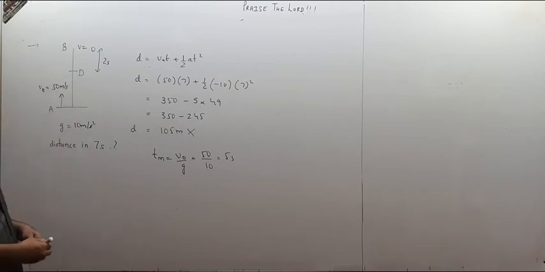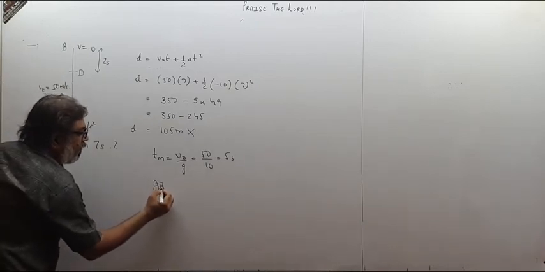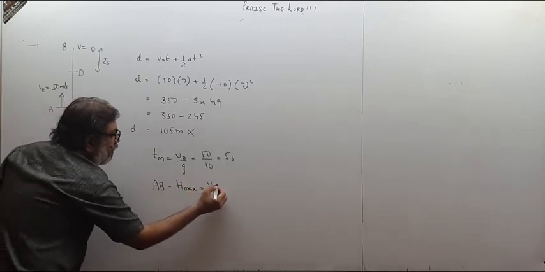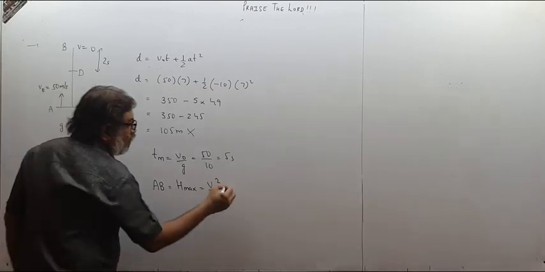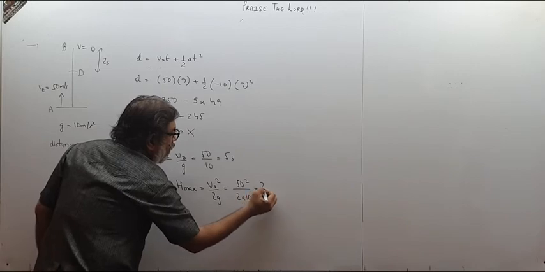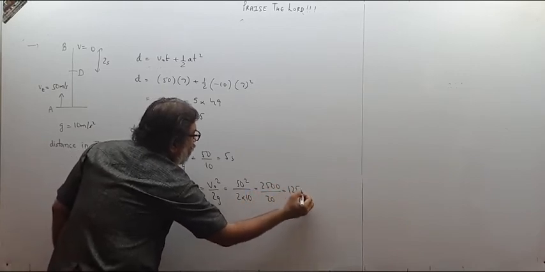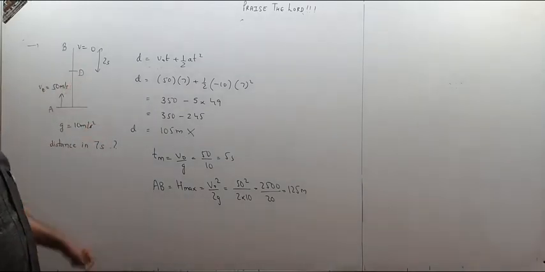A to B will be the maximum height. So AB will be H max and that will be V0 square upon 2g by shortcut. V0 square is how much? 50 square upon 2 into 10, 2500 upon 20, and that is 125 meter. So 125 meter is this much distance.